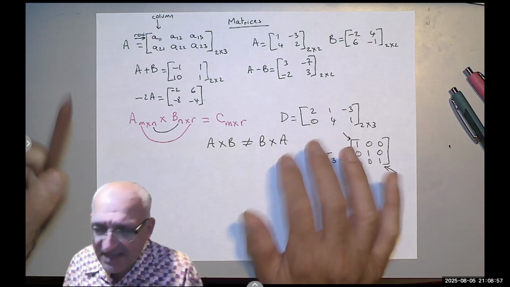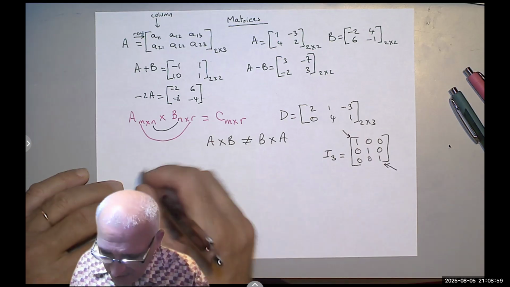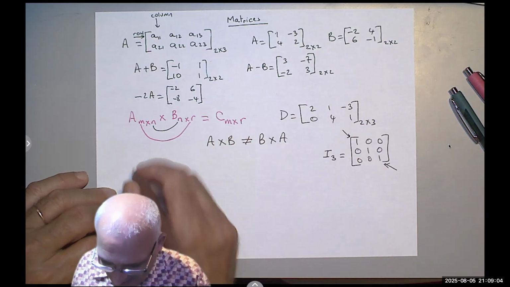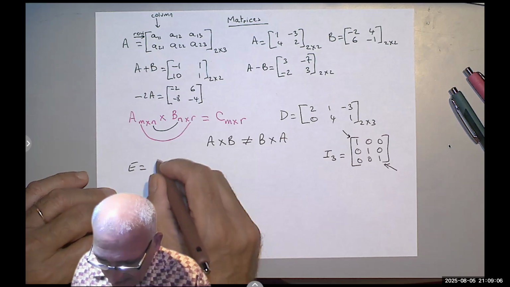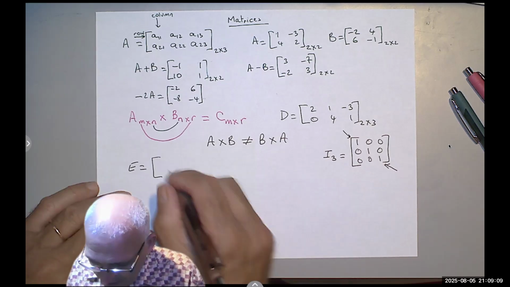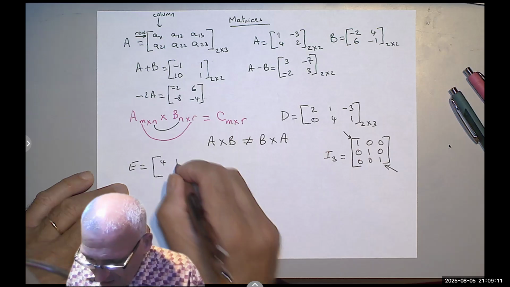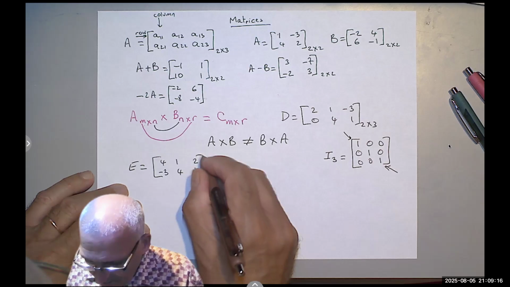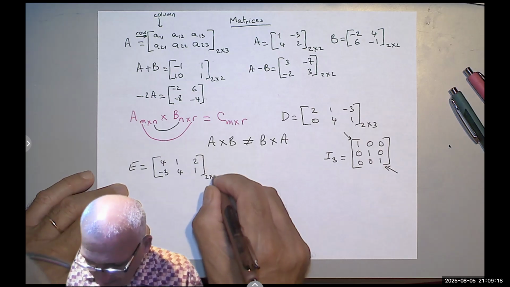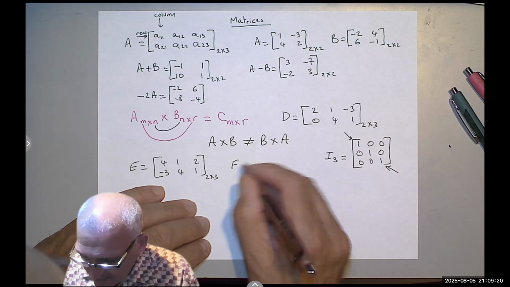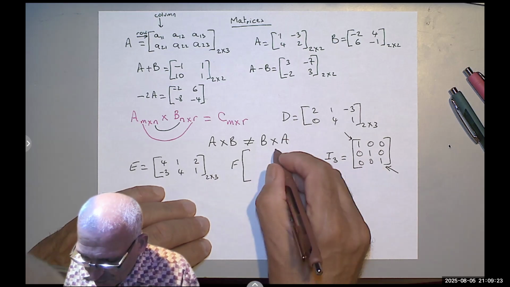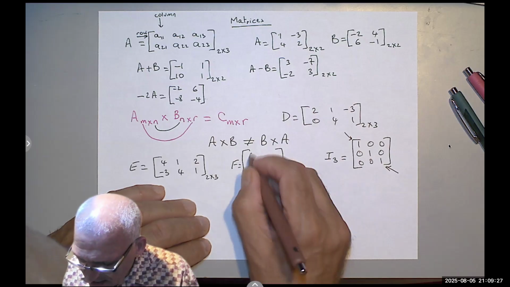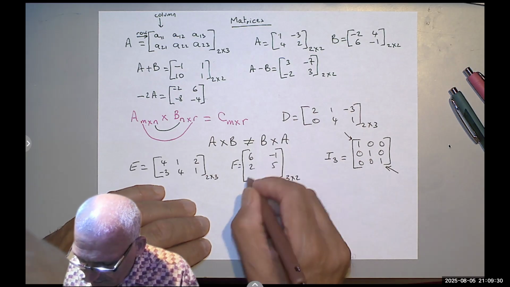Now let's take a quick example on a new matrix. Since we used A, B, C, and D, let's call this E. And I'm going to show you something. Suppose this was 4, 1, 2, negative 3, 4, 1. It's a 2 by 3. And F is a 3 by 2: 6, negative 1, 2, 5, 1, 3.